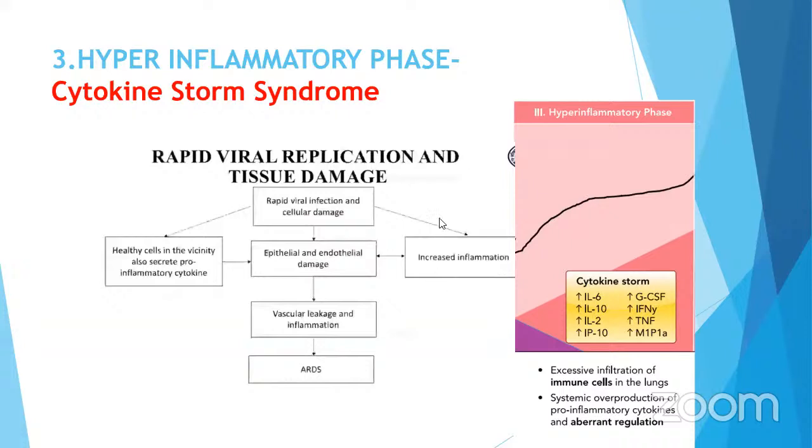Because of the rapid viral replication, viral infection and cellular damage occur in the lungs, mainly affecting the epithelial and endothelial cells. This leads to vascular leakage and inflammation at the alveoli, leading to the development of ARDS. Because of the epithelial and endothelial cell damage, increased inflammation occurs in the local site. Also, the epithelial cell damage leads to inflammatory cell recruitment to the site of injury, leading to an increase in pro-inflammatory cytokines and chemokines. This is a vicious cycle. It leads to increased inflammation at the local site, and all the inflammatory mediators will be raised, for example interleukin 6 and mainly GCSF.